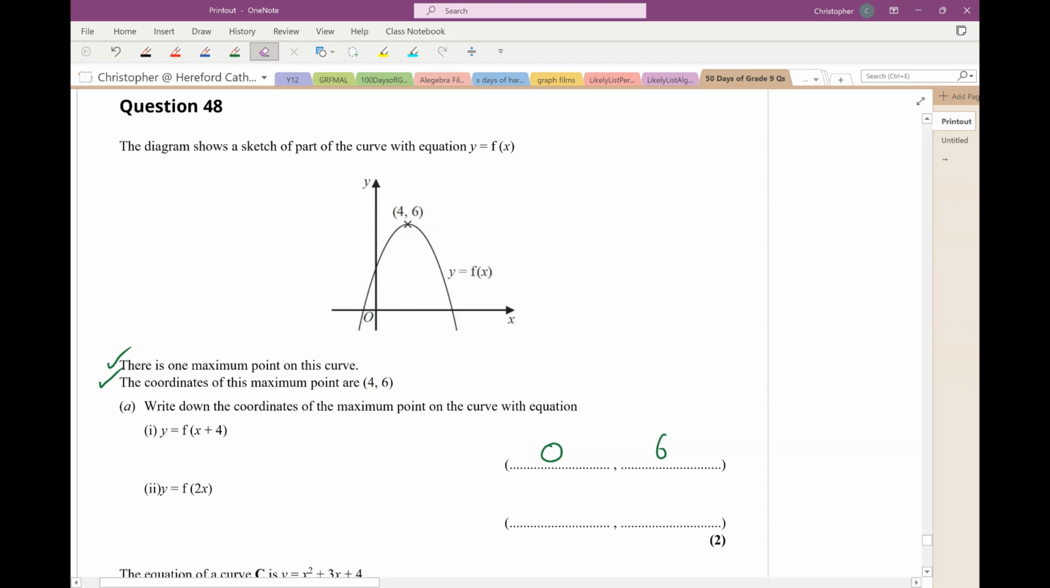What about this one? y equals f of 2x. Well, this is going to mean that instead of the maximum being when x is 4, the maximum is going to be when x is 2, because then 2 times 2 gives me the 4. So it's going to be at 2, 6.